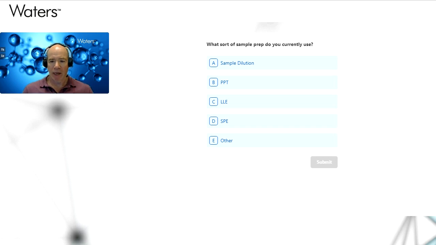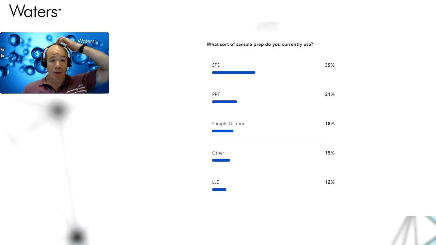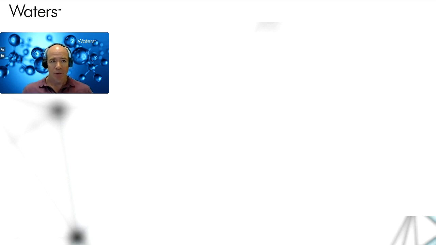All right, I see about half of you have answered. We'll give it a few more seconds and we'll take a look at that. All right, we're over 50%. So it looks like we have a good spread. Some people doing dilution, protein precipitation, liquid-liquid, maybe more doing solid phase, and a few others. So we will move along.